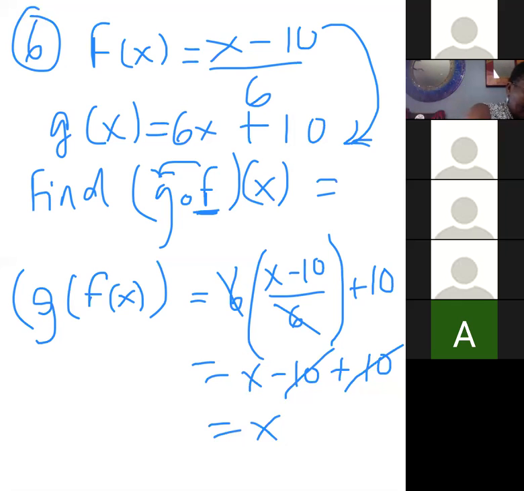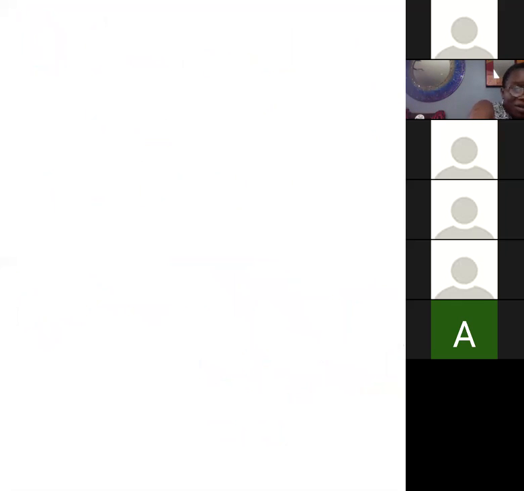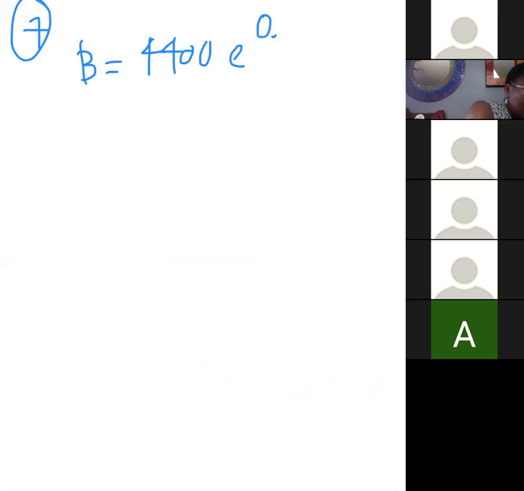Excellent. All right, guys, next one, number 7, we've got a word problem. I didn't see too many word problems on this, so you guys don't have to worry too much. And this one just happens to be one of those exponential functions. B is equal to 4,400 times e to the 0.03t. It says the number of books in a small library increases according to the function b.